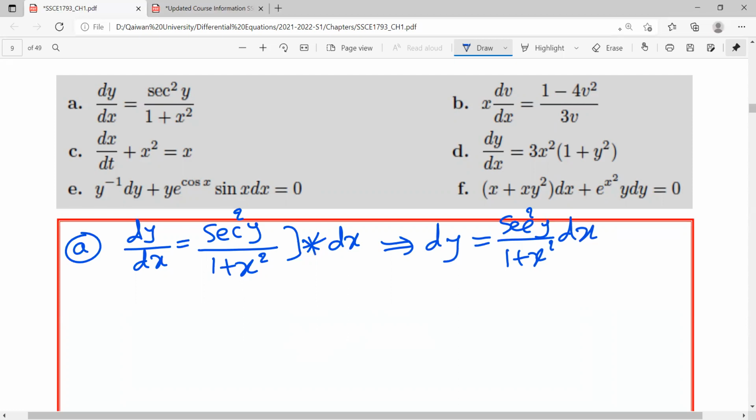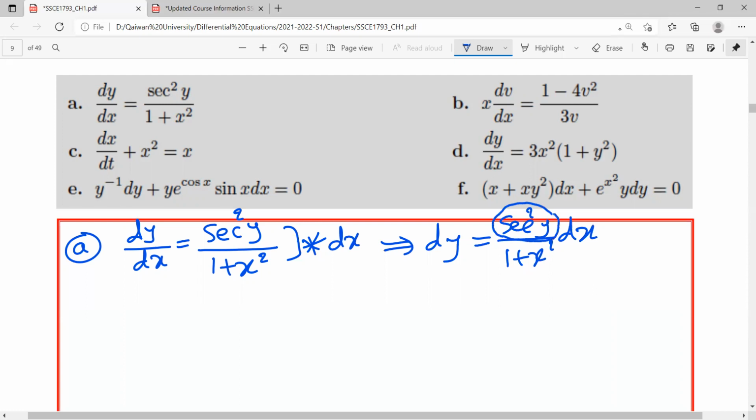On the left-hand side, it's going to be cancelled out with the denominator, and on the right-hand side we just get dx. Now, on the left-hand side you have dy, and on the right-hand side you have dx. But we must have no y terms with dx, and also no x terms with dy. With dy, we have no x terms, it's okay. But on the right-hand side, we have a y term, which is secant squared of y. We must remove this one here.